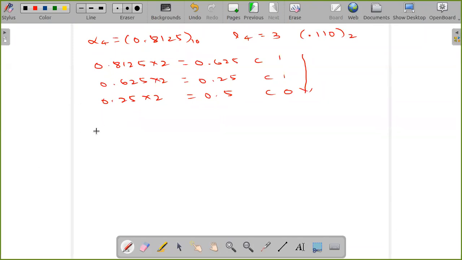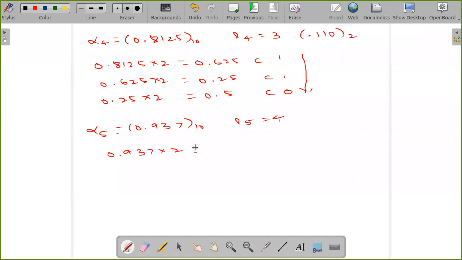Very good. And alpha 5. The last one will be alpha 5, right? 0.9375. Again, L equal to, yes, exactly. Already it has been found, right? 0.1101. Very good. L5 equal to 4. So I want a total of 4 bits.